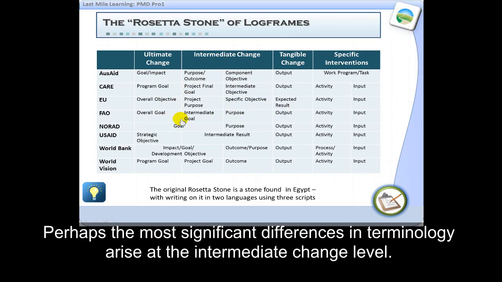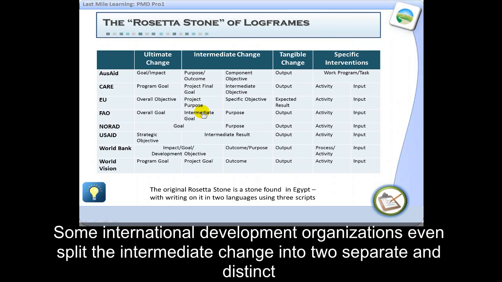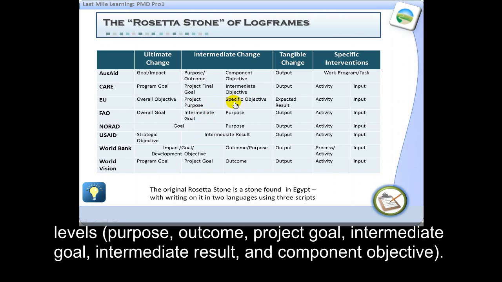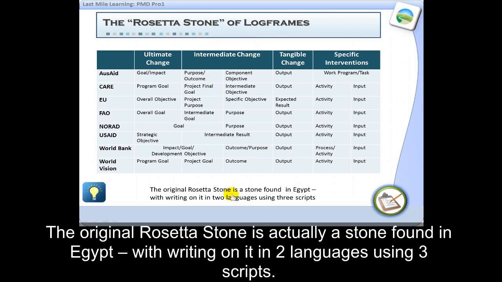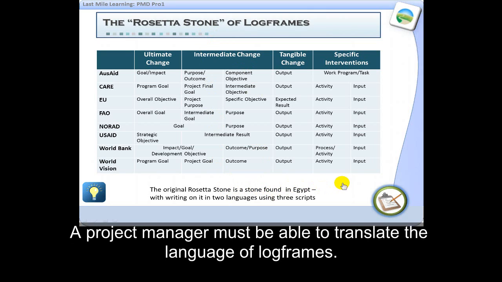Perhaps the most significant differences in terminology arises at the intermediate change level. Some international development organizations even split the intermediate change into 2 separate distinct levels: purpose, outcome, project goal, intermediate result, and component objective. This slide shows a Rosetta Stone of logical frameworks. The original Rosetta Stone is actually a stone that's found in Egypt with writing on it in 2 languages using 3 scripts. A project manager must be able to translate the language of logframes.